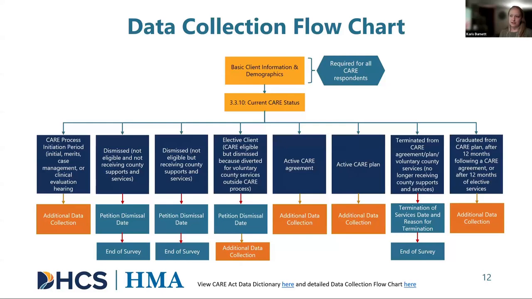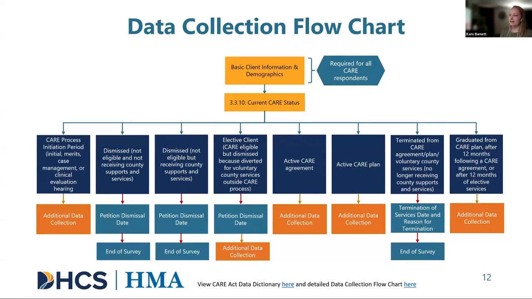Once the court has made a determination about the disposition of each care petition, county behavioral health will be asked to report on the care status at the individual level. The care status data point includes multiple value codes to choose from, including the care process initiation period, dismissed options, which includes elective client, active care agreement, active care plan, terminated, and graduated.